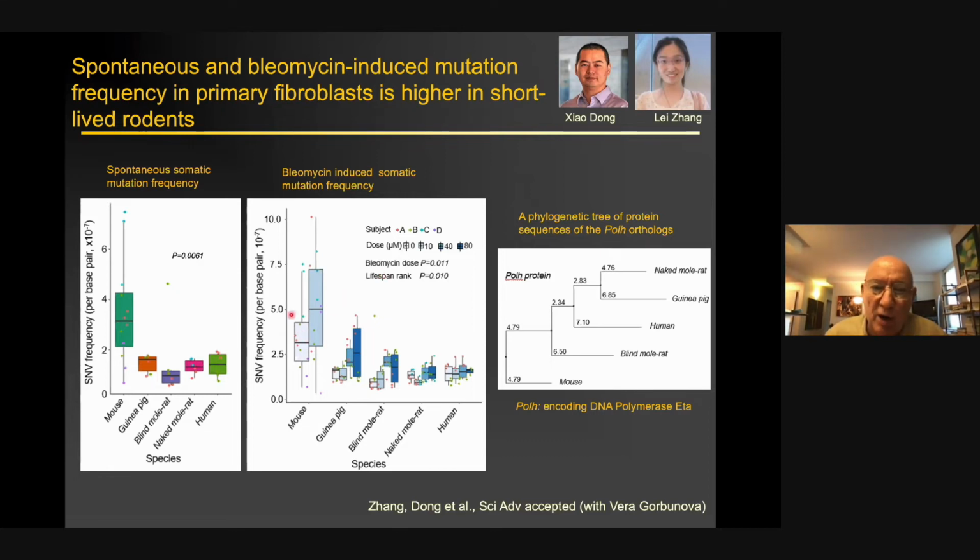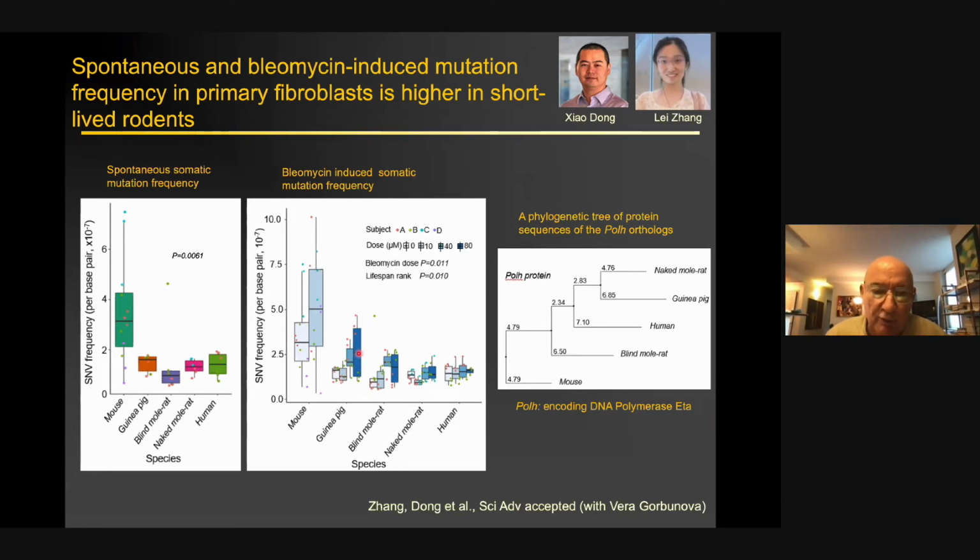Then you will see that the mouse is still uniquely high. Mutations are also induced in the mouse at a fairly high level. And this is the lowest dose of bleomycin. Any higher dose and the cells die. So mouse cells are also very susceptible to the cell killing effects of this mutagen. But if you now look at the other species, there is a longevity relationship.